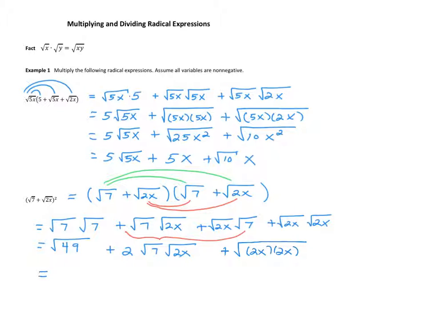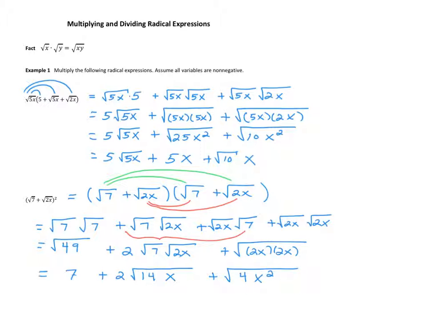All right, the square root of 49 is just 7, so really no surprise here. This square root times this square root gave us just 7. I can't do anything with the middle terms. I could write this as 1 square root, so let's try that. This is 2 times the square root of 7 times 2 is 14x. And at the very end, I get 2 times 2 is 4, and x times x is x squared.